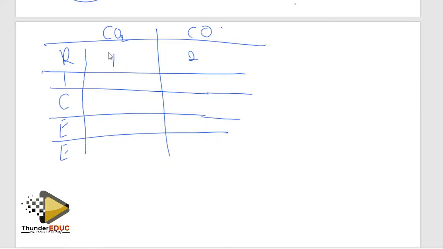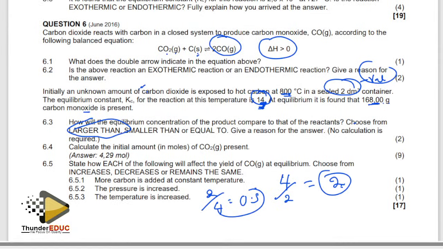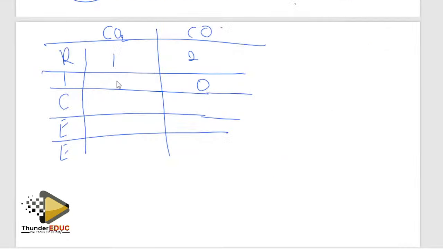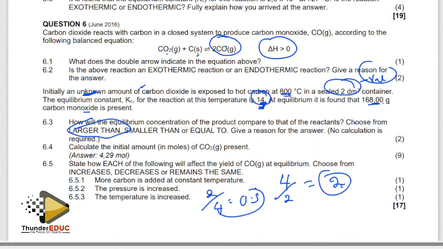The initial moles, remember, since carbon monoxide is a product, the initial is going to be 0. What about this one? Did they tell us the initial? Unknown. They said an unknown amount of carbon dioxide. Since it's unknown, let me call it X. I like to use X, or you can use Y, whatever. Now, you see, they did hide the initial mole. That's the first instance.